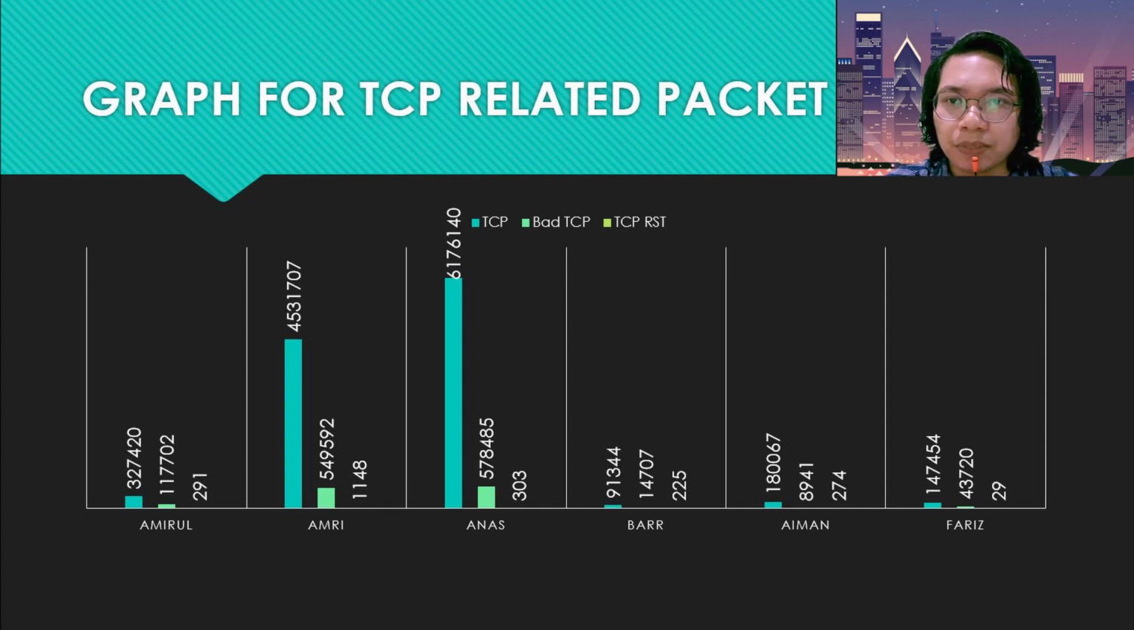And finally, Abdul Barr has 19,344 TCP packets, 14,707 bad TCP packets, and 225 TCP reset packets. Thank you.